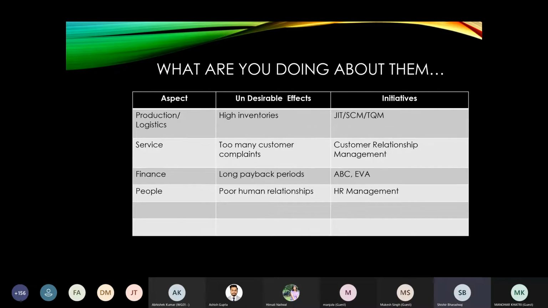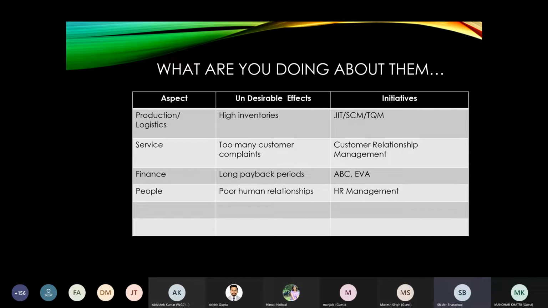We then copy initiatives, or as we call them, very nice subjects. So if it is production related, we'll do JIT, sir. We will do supply chain management. We will do TQM. If there's a service related issue, we will do customer relationship management. All these terms are terminologies at best. By doing a set of activities, you never do management, you do administration.